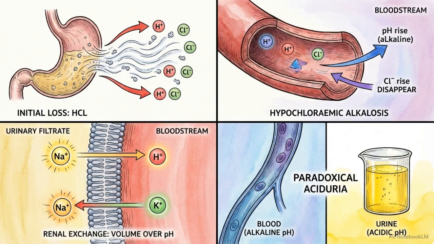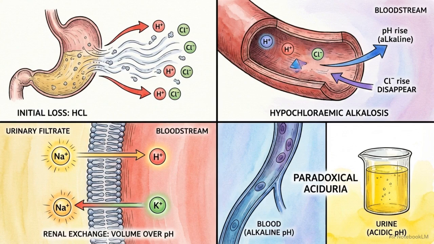To preserve the failing intravascular volume, the kidneys aggressively reabsorb sodium from the urinary filtrate back into the bloodstream. The kidney cannot retain positive sodium ions without giving something up in exchange. To keep the sodium, the renal tubules are forced to expel potassium and hydrogen ions outward into the urine. This ion exchange results in the hallmark presentation of end-stage GOO, hypokalemia, or low blood potassium, occurring alongside paradoxical aciduria.